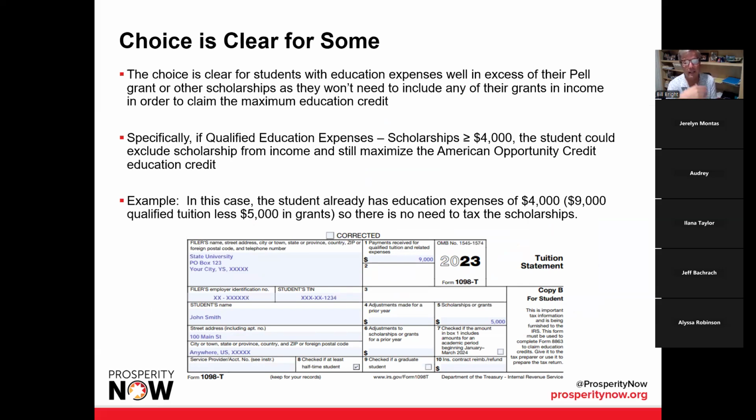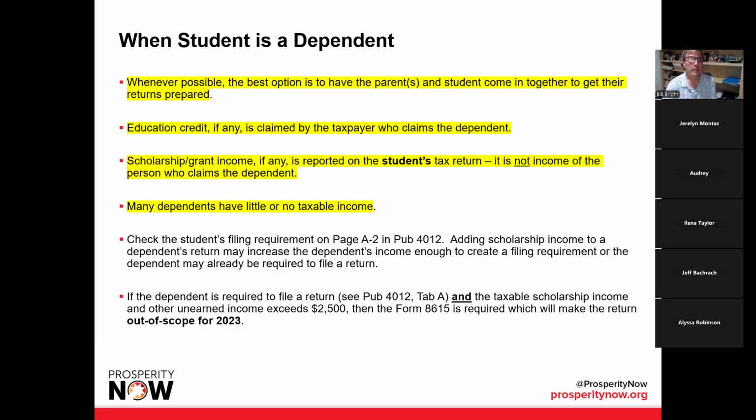Like this one here, it's greater than $4,000. Box eight is checked. He was at least a half-time student, so he's going to get the American Opportunity Credit. And that's usually how black and white it is.